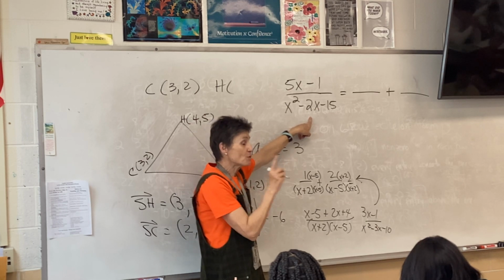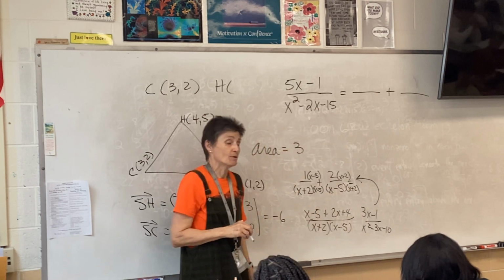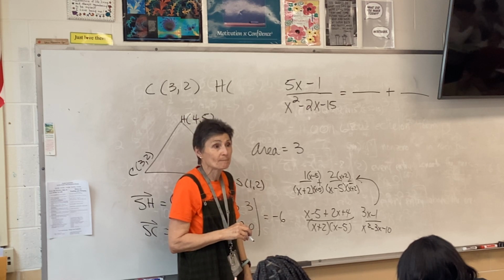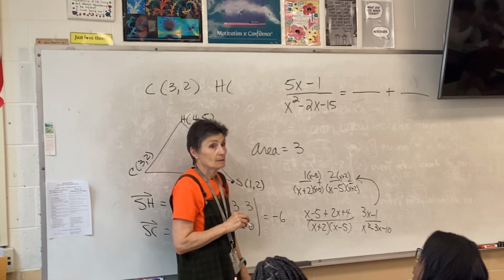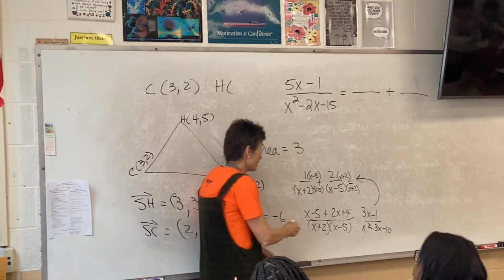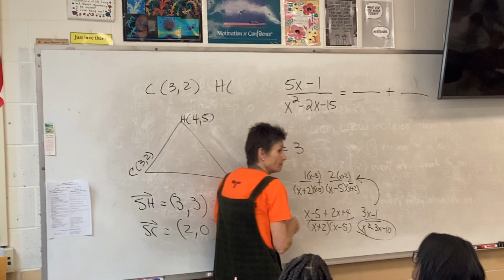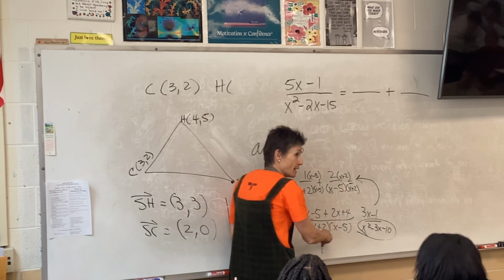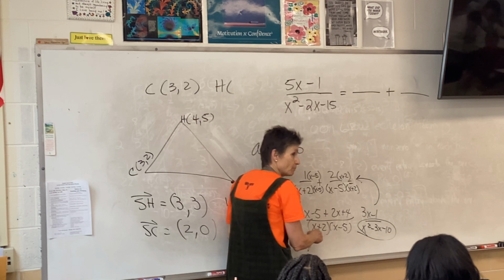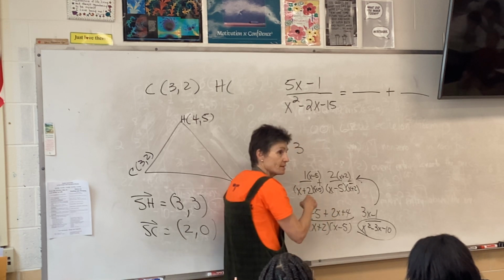Okay? What do you think the denominators of those two little fractions will be? The denominators. Well, where did this denominator come from? It came from multiplying these two together. And where did those two come from? Weren't those the denominators in the original problem?